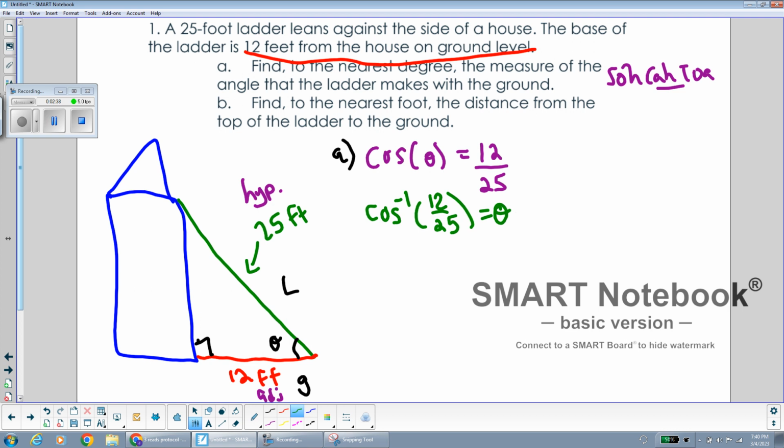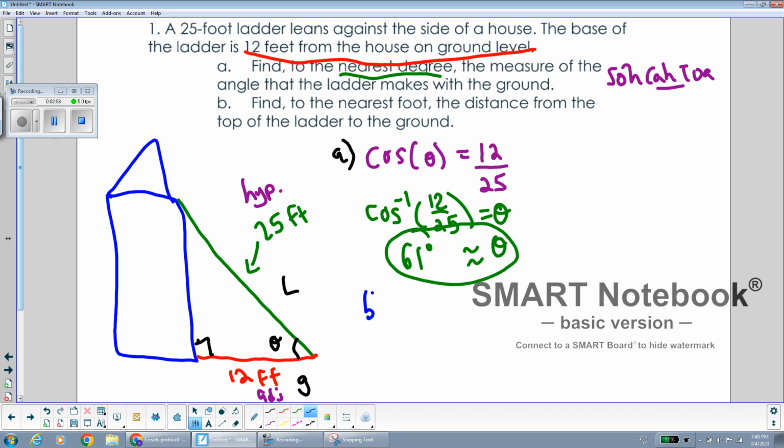I'm going to type this into my calculator. Second, cosine, the COS button, in the parentheses 12 over 25. And the question says to round to the nearest degree. That means the nearest whole degree. So the angle that we're looking for is approximately 61 degrees.